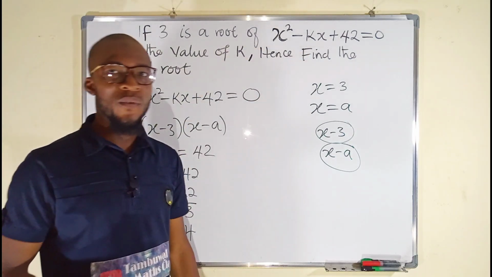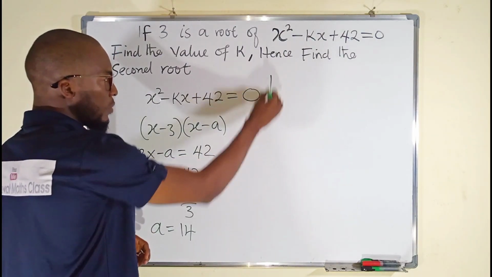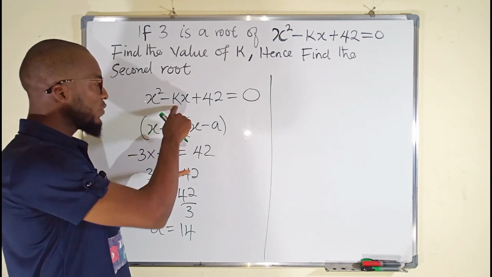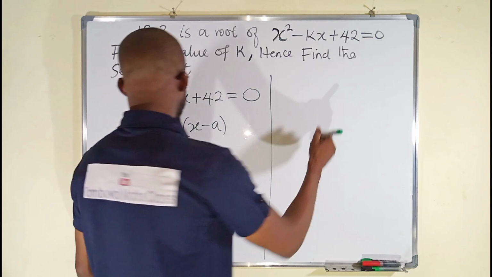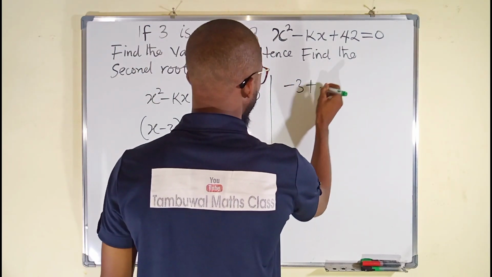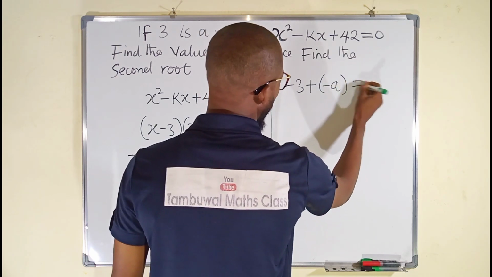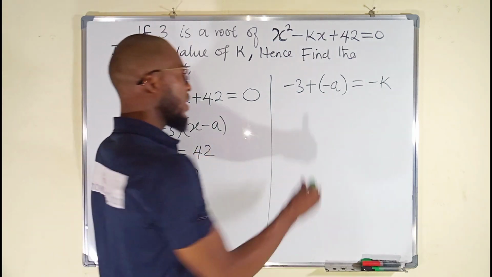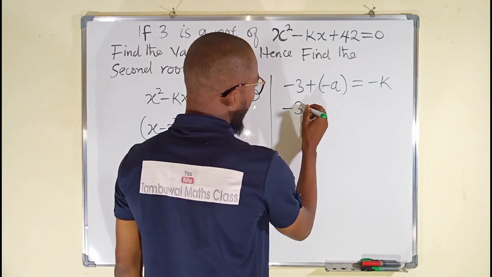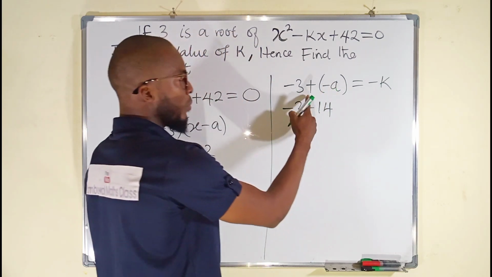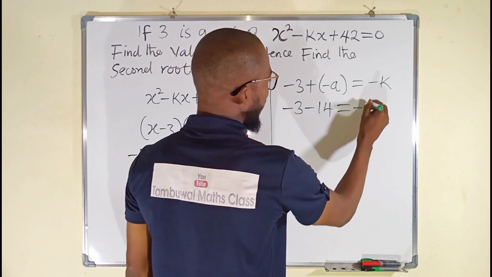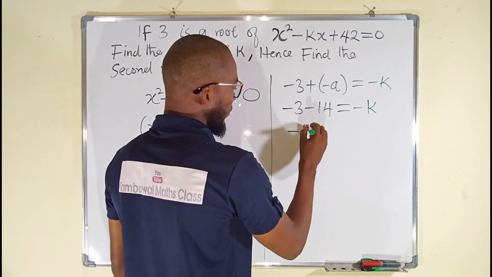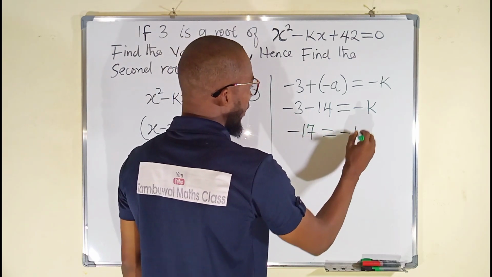Let us go ahead and find the value of k. To find the value of k, remember I told you, if you add these two terms again, you have to obtain the coefficient of the middle term. Therefore, minus 3 plus minus a will give us that coefficient. a is already 14, so we can plug it back in here. We have negative 3, negative 14, because negative will overpower the positive sign. This is negative k. Negative 3, negative 14 is negative 17. And this is equal to negative k.